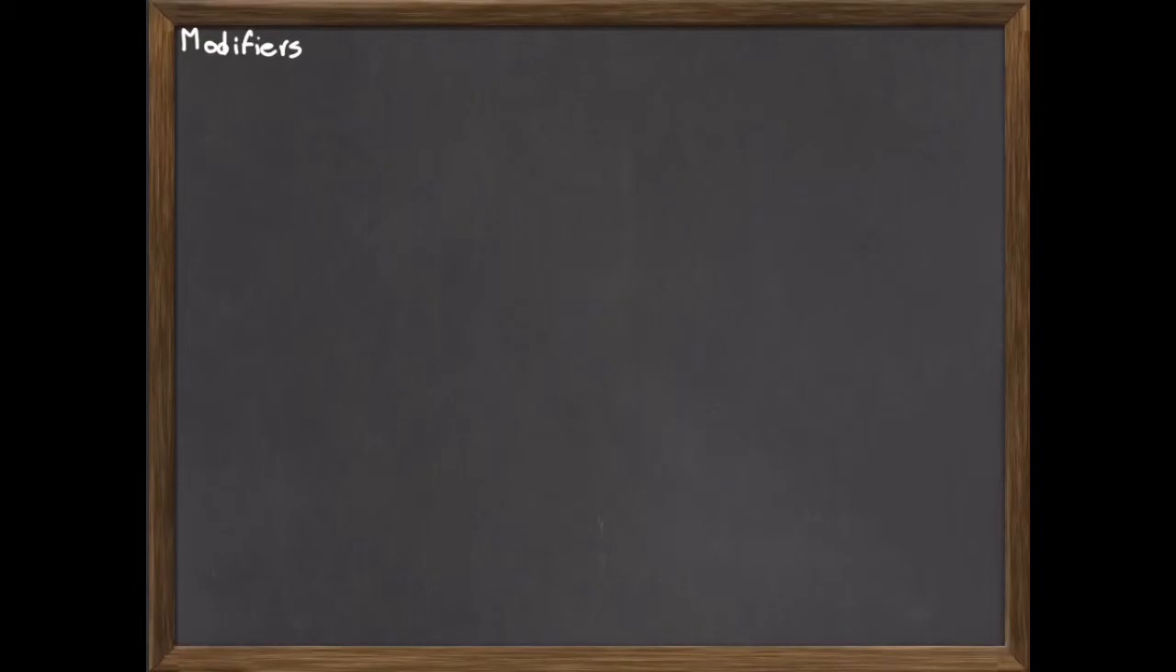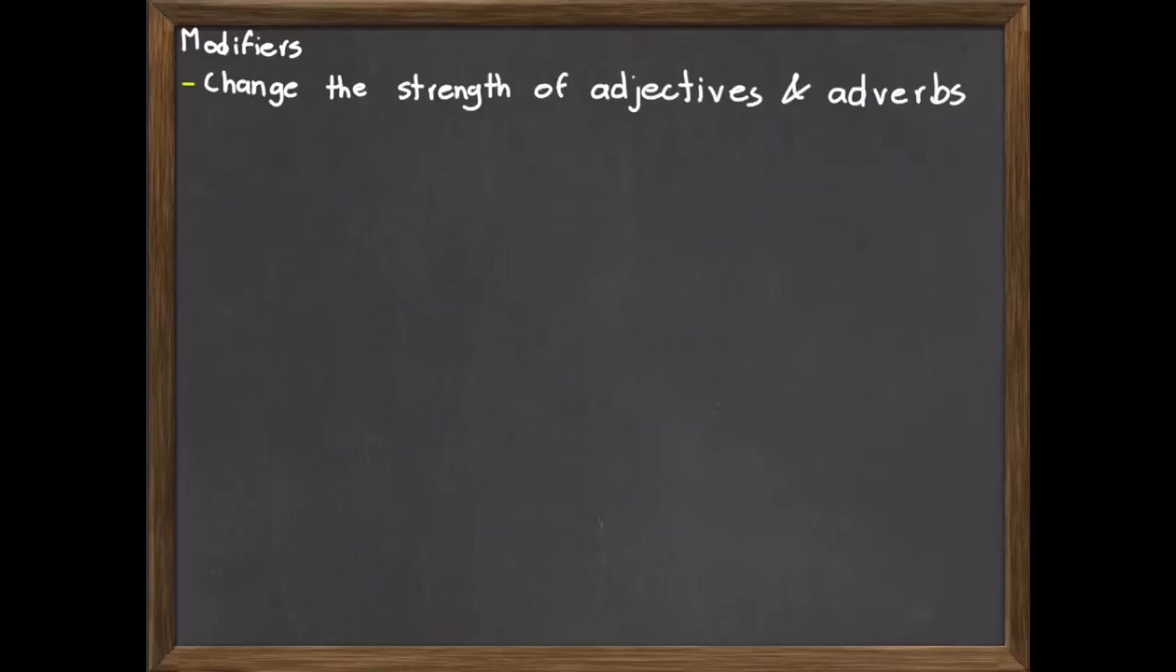Now let's look at modifiers. Modifiers are words that change the strength of adjectives and adverbs. They can either make them stronger or weaker. Modifiers go before the adjective or the adverb they're modifying or changing. As I said, they make an adjective or an adverb go stronger or weaker. And here is a list of such modifiers.